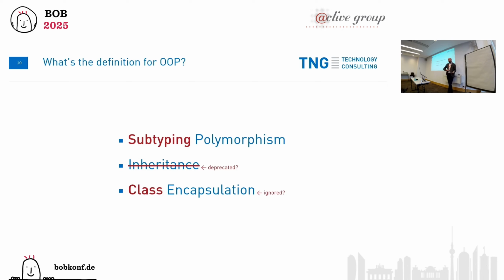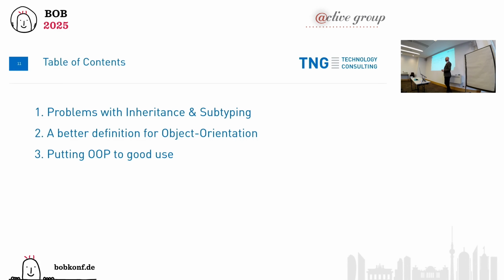But before we talk solutions, let's dive a bit deeper into the problems. So we're going to look at some examples of how these concepts lead to problems. Then we're going to revisit the question of what OOP at its core really is. And after that, we're going to talk about how I fell in love with object orientation again.